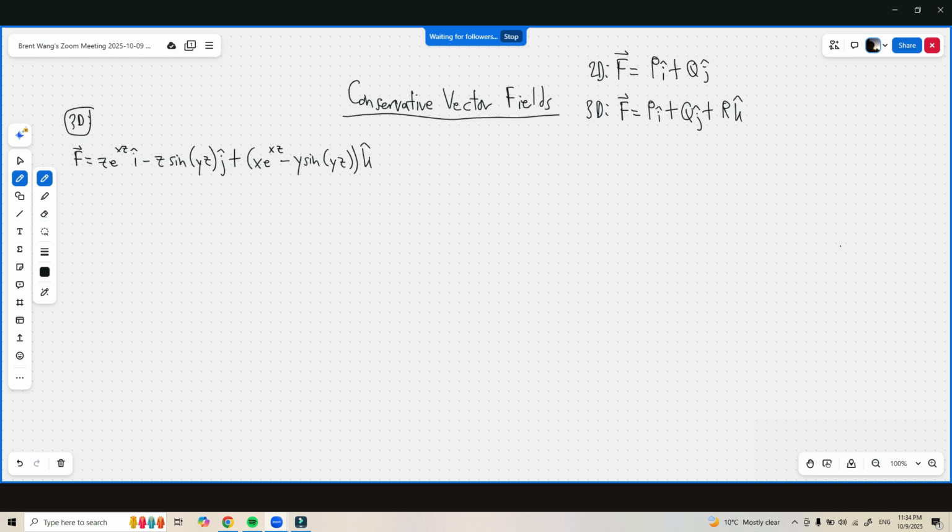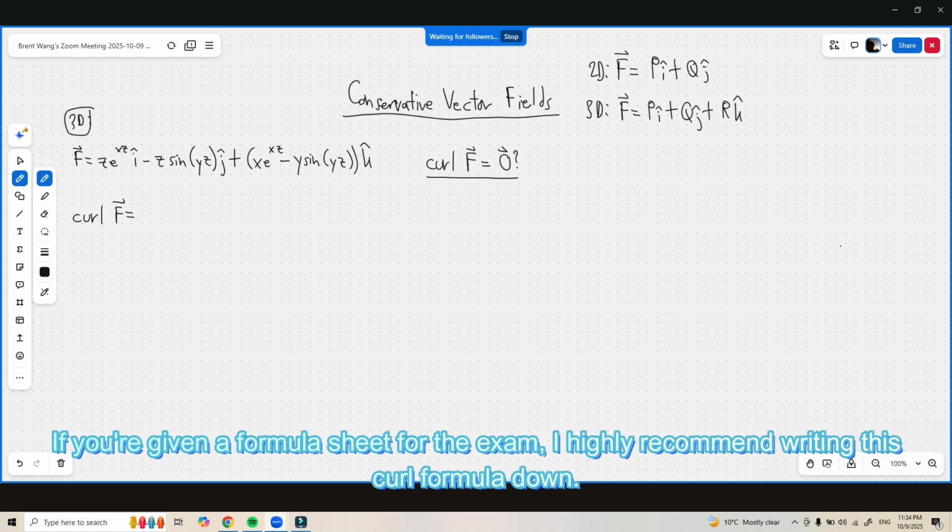Now, how do we see if this vector field is conservative in 3D? Well, the test is to see if the curl of the vector field is equal to 0. If this curl value is equal to 0, then this vector field F will be conservative. So there's actually a formula for the curl of a vector field. You're just going to have to remember this. It's going to take some time, but just put this through your head many times.